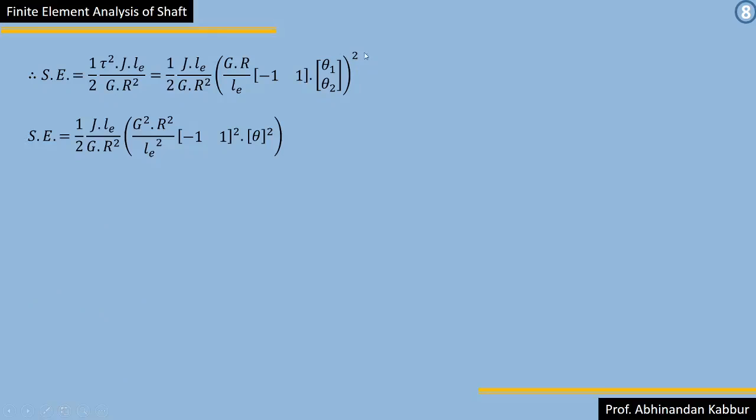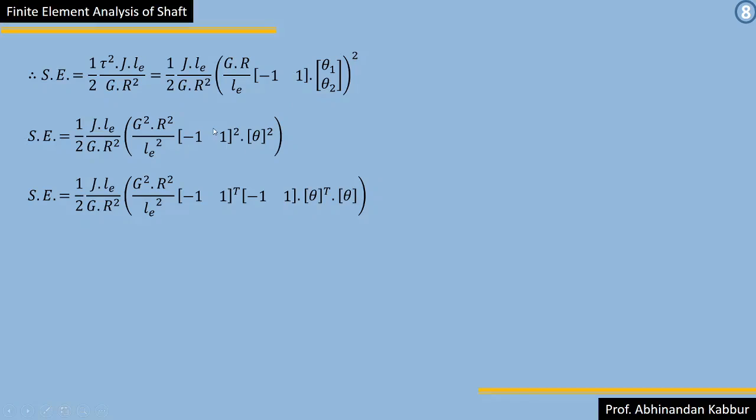Now I will apply this square to all the terms here. So this 1 by 2 into J into Le divided by G into R square as it is. This square gives G square, R square, Le square. So this matrix square and this matrix square, the square is for all the terms here. So I will apply it individually and then extend that. This first term as it is, this second term as it is. When I apply this square individually, this is what I obtained.